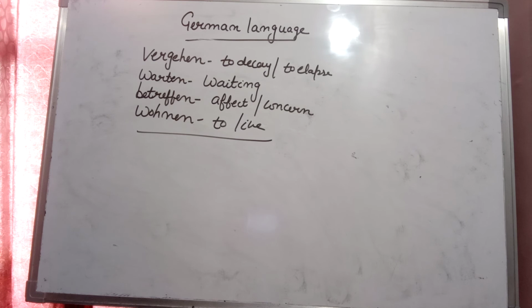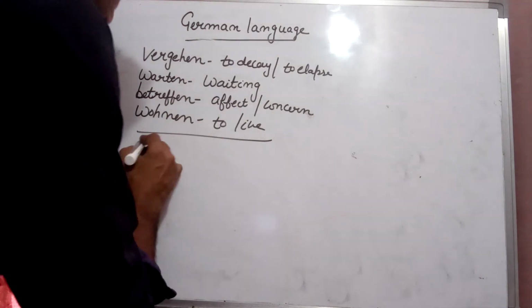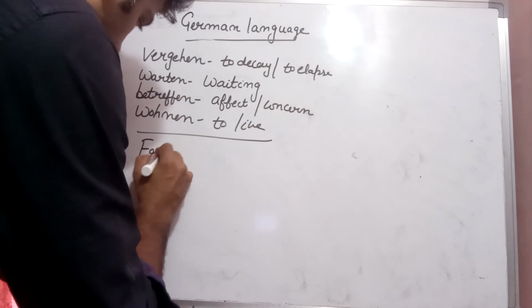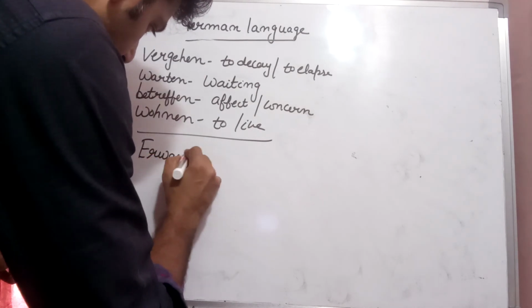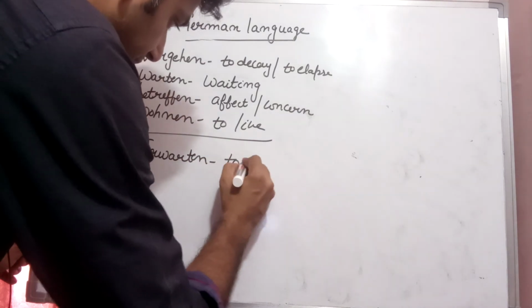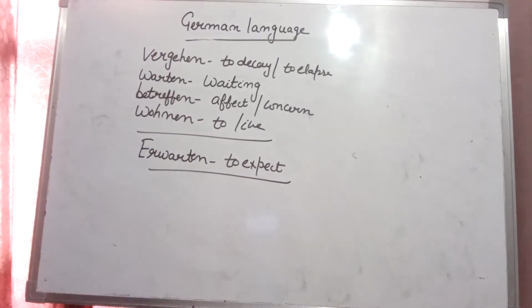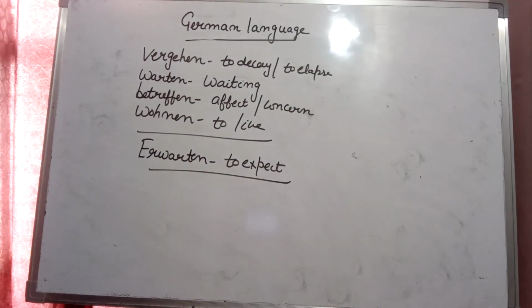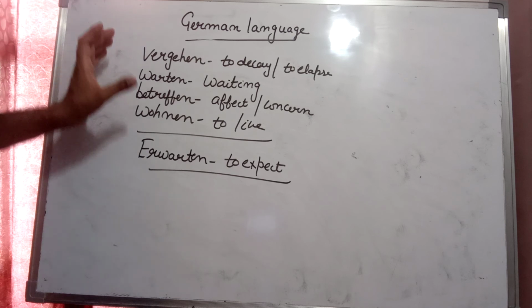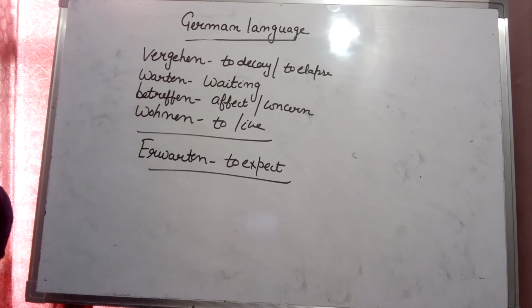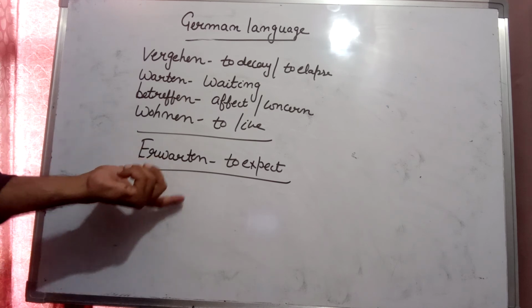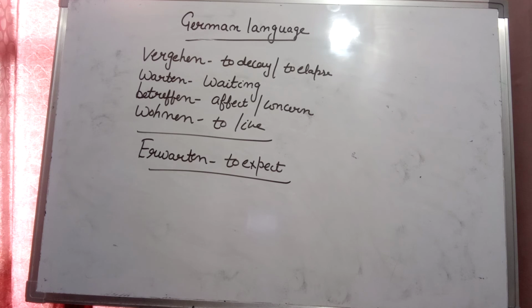The next verb we have is erwarten. Erwarten is to expect something. Is that clear to you? If you want to say, I want to expect something, I want is ich will, then you can apply the verb erwarten. Is that clear to you? Yeah?